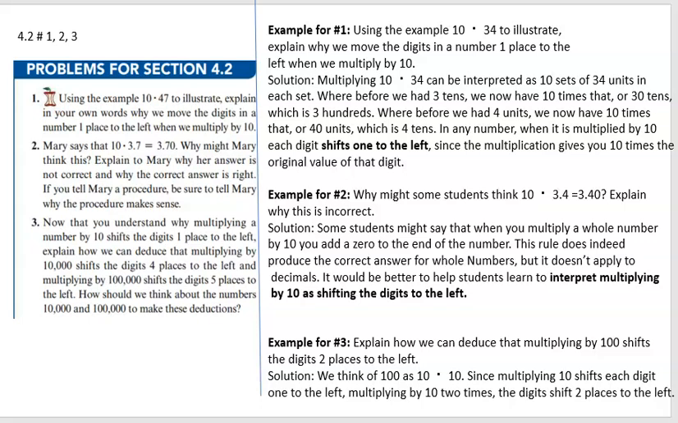Section 4.2, homework problems 1, 2, and 3.